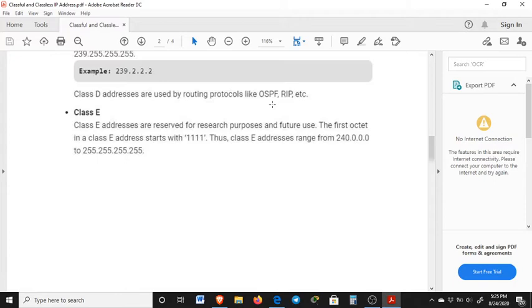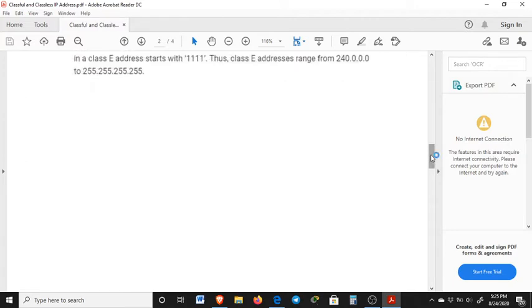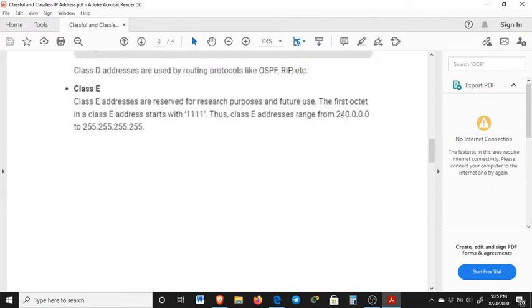And then we also have class E, which is reserved for research purposes. So those ones are not used. They are for research purposes, and they range from 240 to 255. All the IP addresses in that range belong to class E.